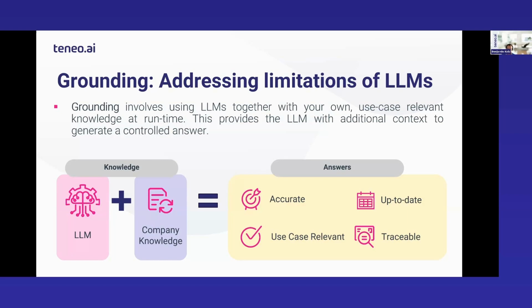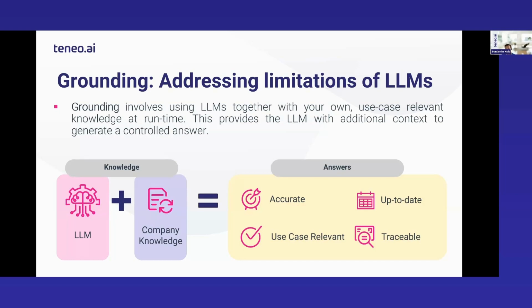So what we win with that, and what you can see here on the bottom right, is that we win accuracy, because we already identify beforehand which information could be relevant to answer this. We make it up to date, because we decide up to which point we update the information. So it's in our hands to update it. And it's use case relevant. We decide the knowledge that is provided.